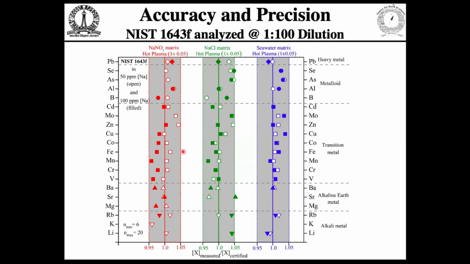The idea was that if you are measuring unknown samples, you have to measure standards. So we measured the NIST 1643f, which is a standard known for trace metals in fresh water. We measured it directly, and we doped it with different amounts of sodium chloride to mimic a highly saline solution. And what you can observe is that we can measure multiple metals with a precision of plus or minus 5% in different matrices, sodium nitrate, sodium chloride, and seawater matrices, which gives us a lot of confidence in the method that we have adopted for this study.